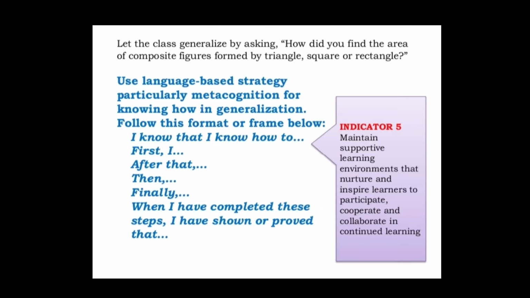As part of checking students' understanding of the lesson, the teacher will ask a generalization question. The teacher will use the language strategy, particularly metacognition. All students will write their respective answers in their respective journals. Thus, this is supportive to indicator 5, where it provides learning opportunity for the students. Students can exchange journals with their seatmates to collaborate.